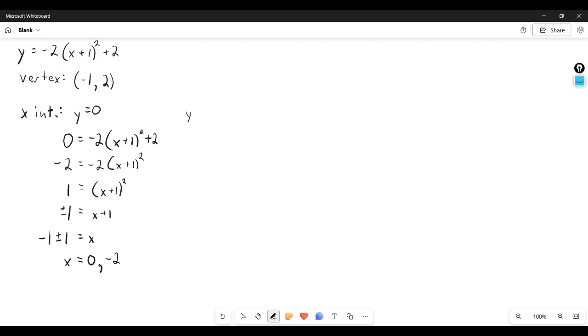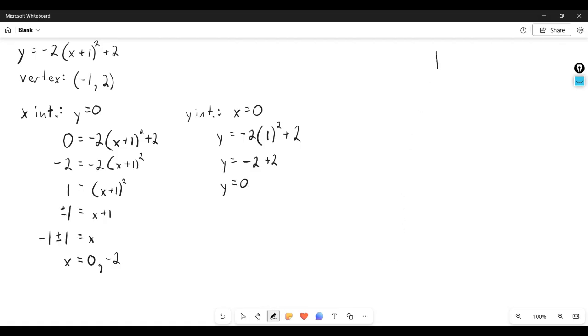Okay, y-intercept. This time we set x equals 0, and we have y equals minus 2(0 plus 1) squared plus 2. So that's just putting the 0 in there. And we're going to find what y is when x is 0. And that's what the y-intercept is. So y equals 1 squared is just 1, so we get minus 2 plus 2. Well, look at that. The y-intercept is right at 0. So this one will go through the origin.